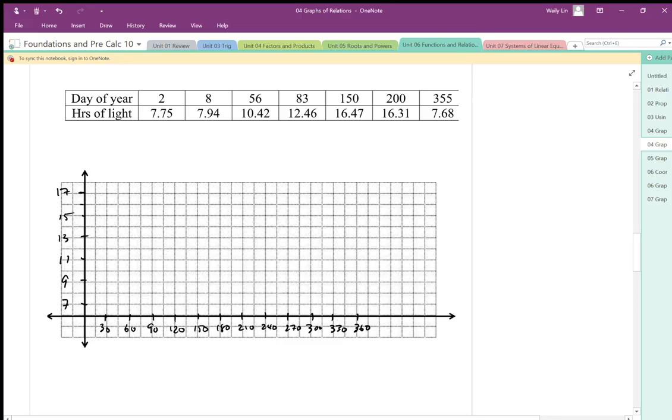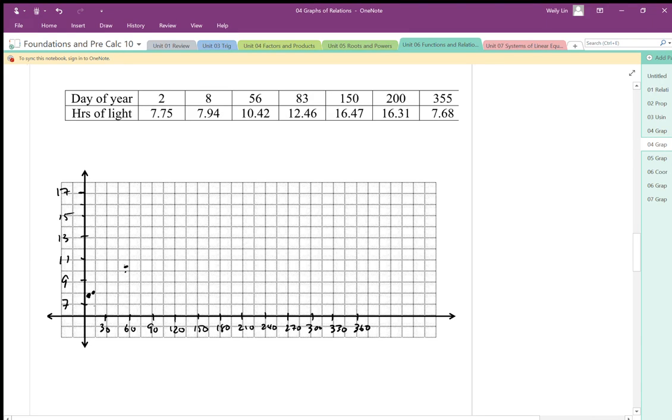So day number 2 is going to be 7.75, so somewhere around here. It doesn't have to be super accurate, as long as it's somewhere around. Day 8 is going to be 7.94, somewhere around here. At day 56, it's going to be 10.42, so it's 10 there, so 10.42, maybe about there.